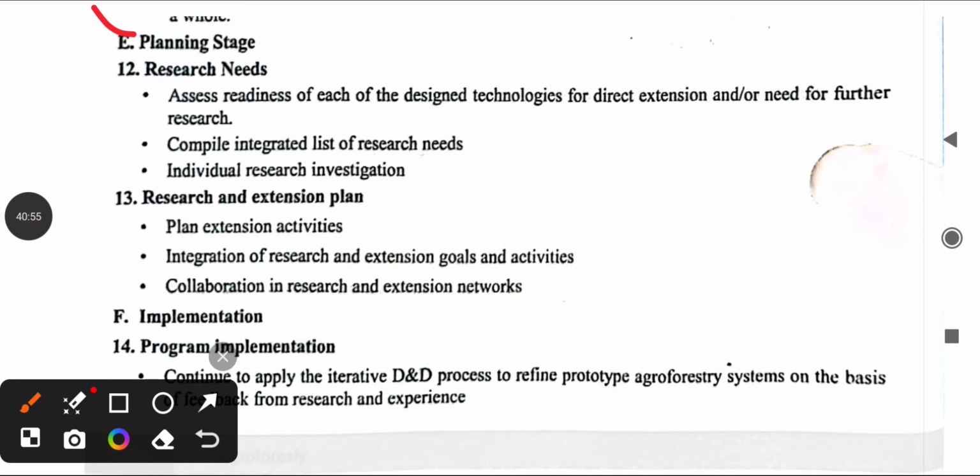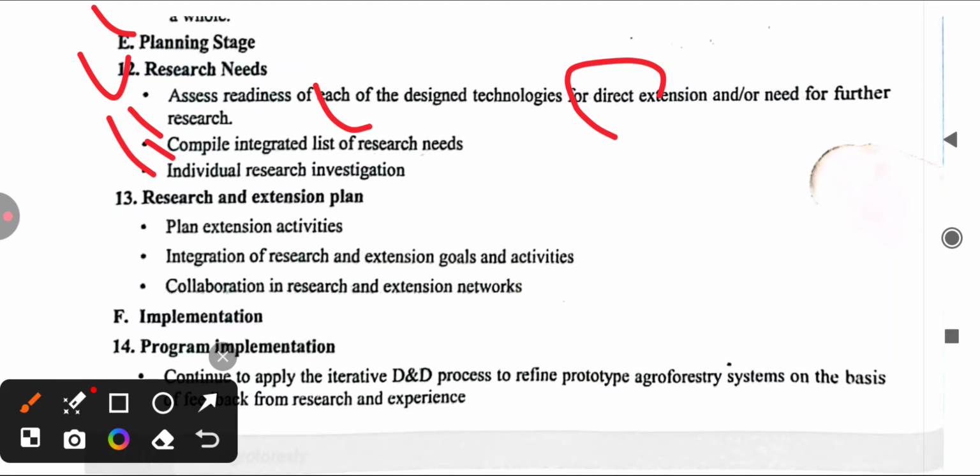Planting stage resource need, readiness of each of the designed technologies for direct extension and need for further research. Compile an integrated list of resource needs, individual resource investigation, research and extension plan.